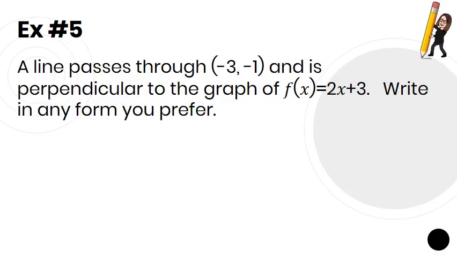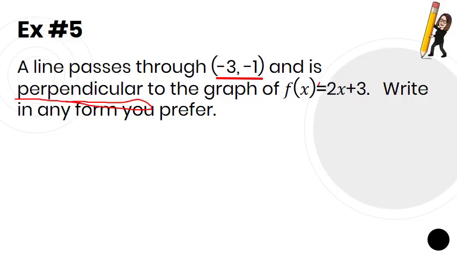Let's try one more. And I'd encourage you to try pausing this video and trying this one on your own to make sure you understand the concept. Then listen to it to see if you got it right. A line passes through (-3, -1) and is perpendicular to the graph of y = 2x + 3. Let's write a new line.